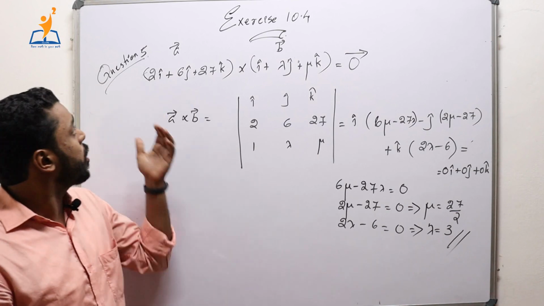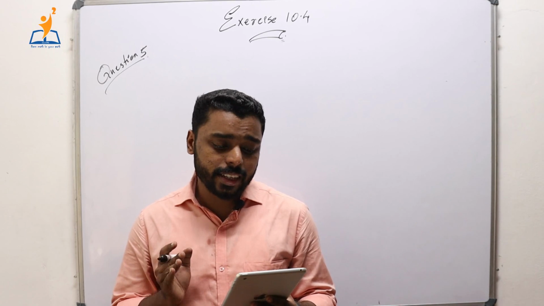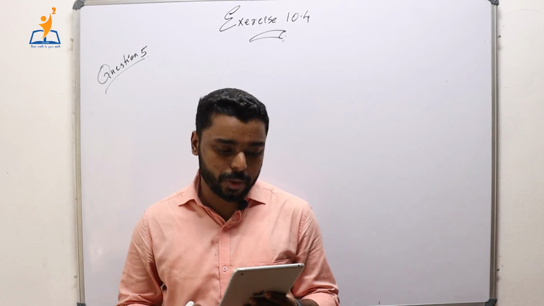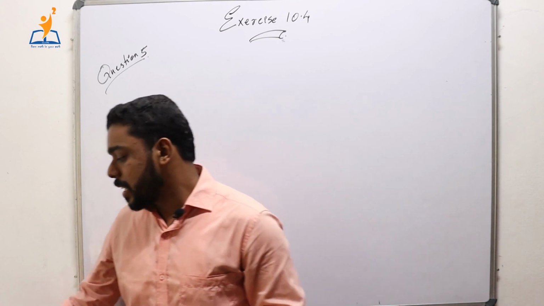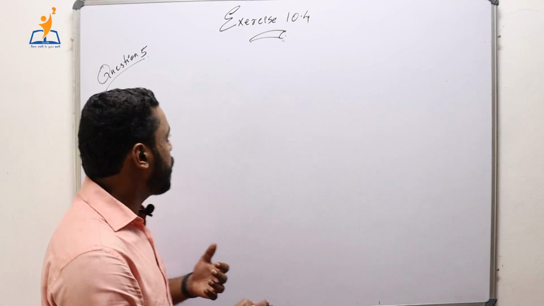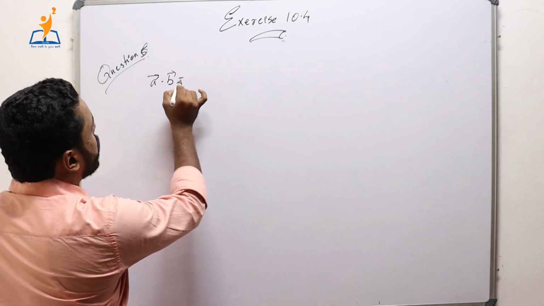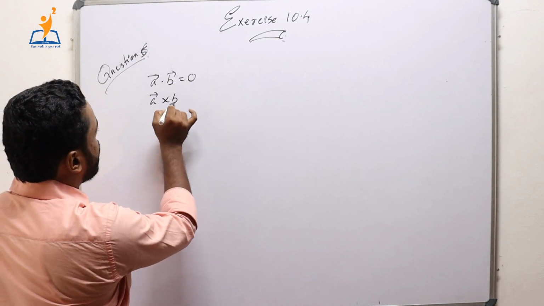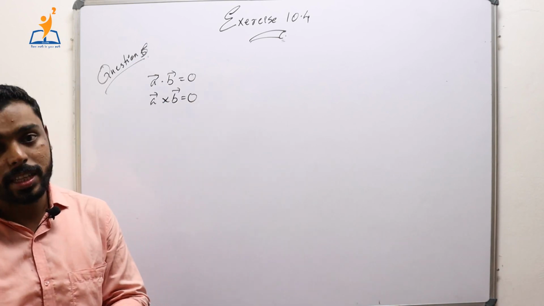Now we shall move to question number 6 of your textbook. The question is: given that A dot B equal to 0 and A cross B equal to 0, what can you conclude about the vectors A and B? It's a different kind of question. The question is what we can conclude about the vectors A and B.